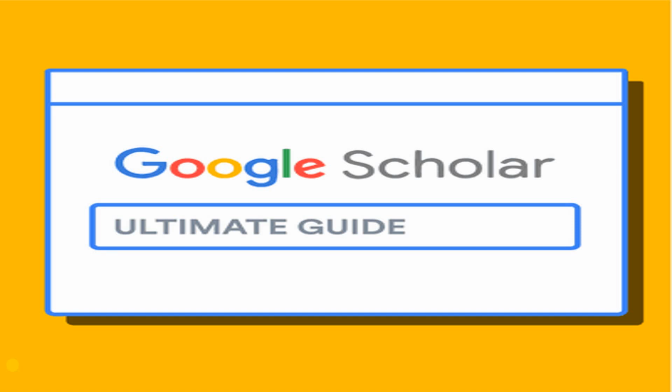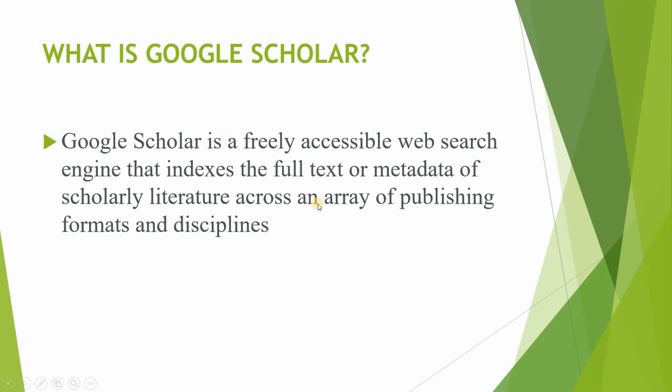Hello everyone. In this session, we are going to discuss a web search engine, that is Google Scholar. So first of all, let's understand what is Google Scholar. Google Scholar is a freely accessible web search engine which is used for scientific documents. Google Scholar indexes the full text or metadata of scholarly literature across various publishing formats and disciplines. Google Scholar includes peer-reviewed online academic journals, books, conference papers, theses, abstracts, technical reports, and many more.